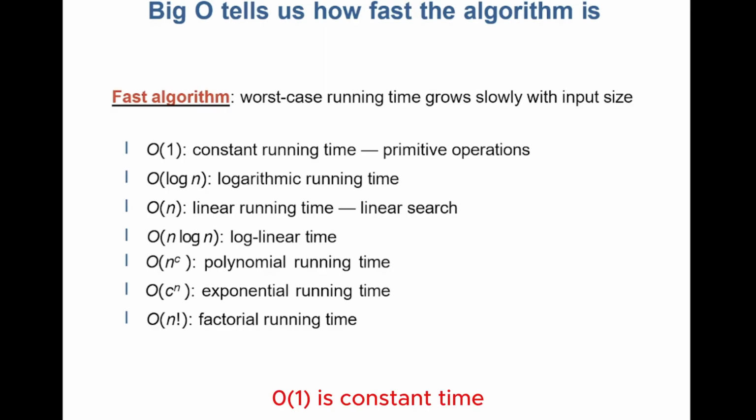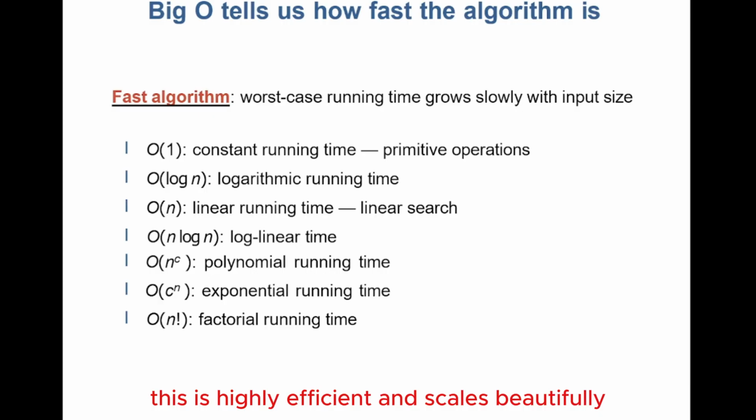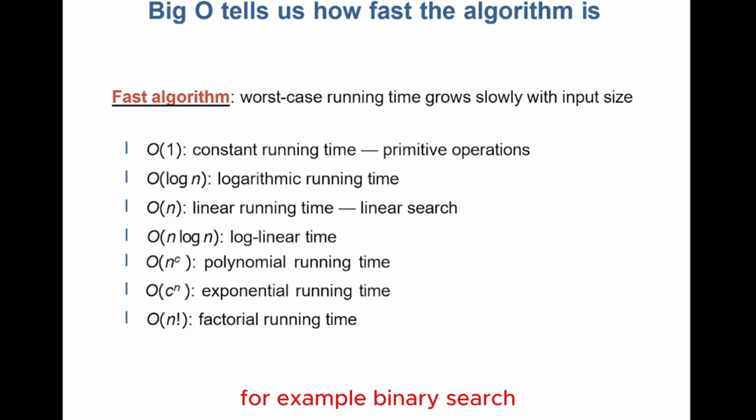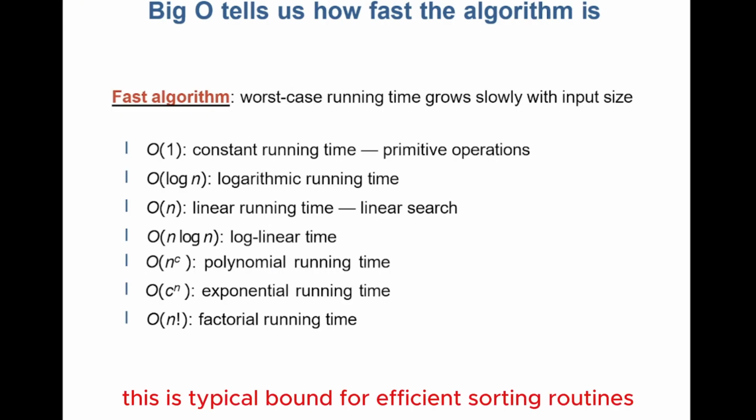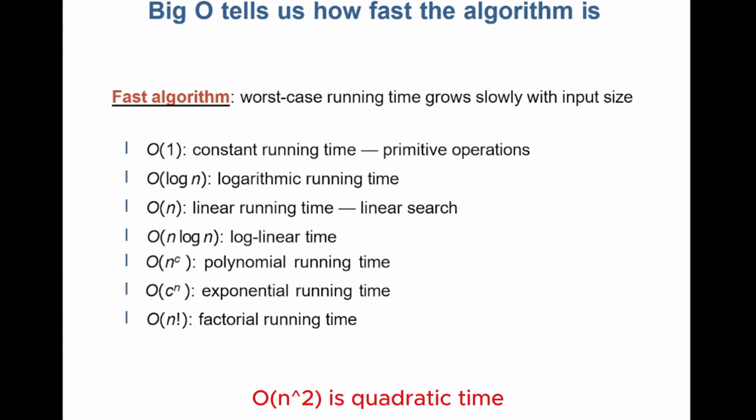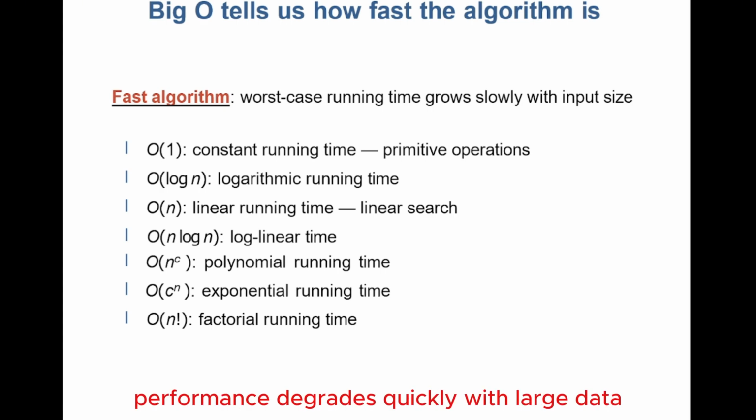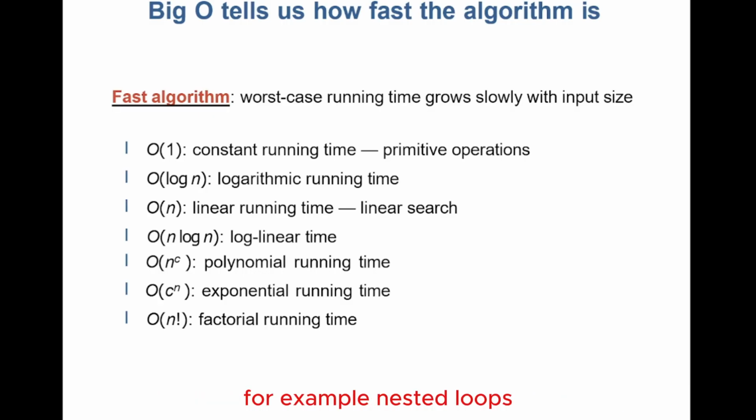O(1) is constant time. O(log n) is logarithmic time. This is highly efficient and scales beautifully, for example binary search. O(n) is linear time, scales in perfect direct line with size, for example linear search. O(n log n) is log linear time. This is typical bound for efficient sorting routines. O(n squared) is quadratic time. Performance degrades quickly with large data, for example nested loops.